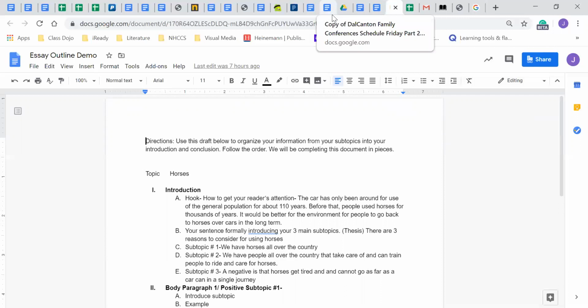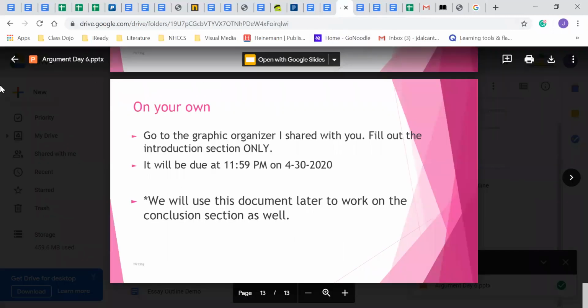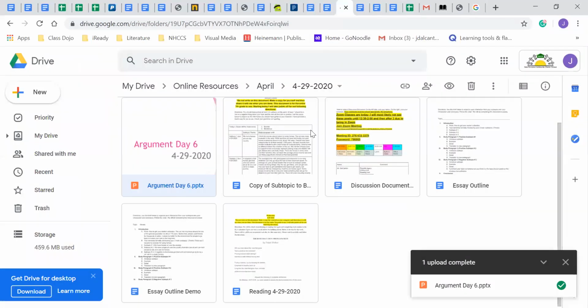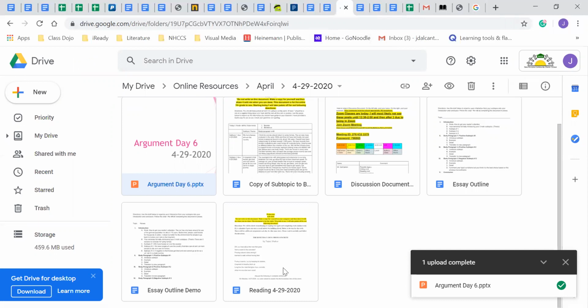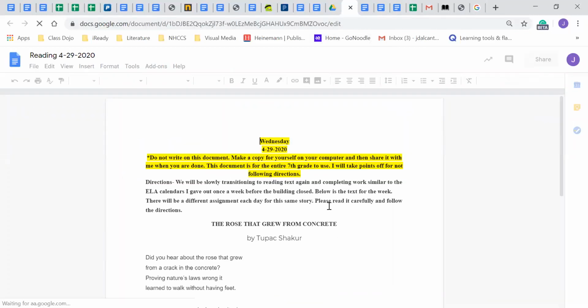Let's see where everything is. I'm going to share this folder with you guys on Google Classroom. I'll also put the link on ClassDojo as I usually do. Your reading work is going to be in this folder as well. Please make sure you complete your reading work. It's still the Tupac poem. So like I said, we're going to do Tupac all week.